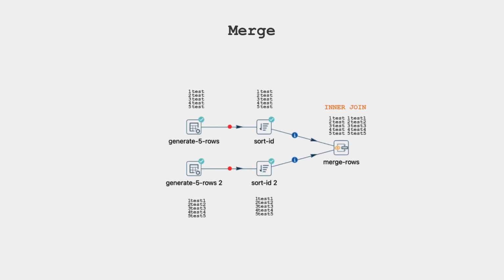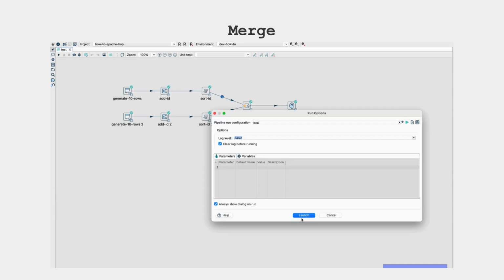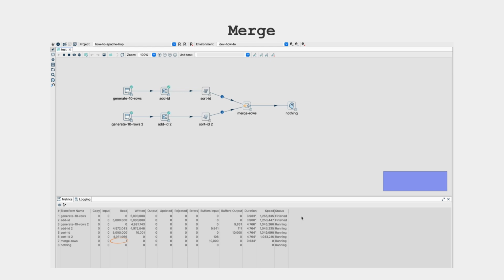In this scenario, the merge join transform does not process any rows until they have been processed by the sort rows transforms. It uses the sorted data from sort ID as a reference and performs the join with the sorted data from sort ID 2. During execution, using a similar example with 5 million rows in each data stream, it looks like this. Note that the merge rows transform doesn't start its execution until all rows are sorted, at which point it begins to execute the join and gradually sends the rows to the dummy transform.